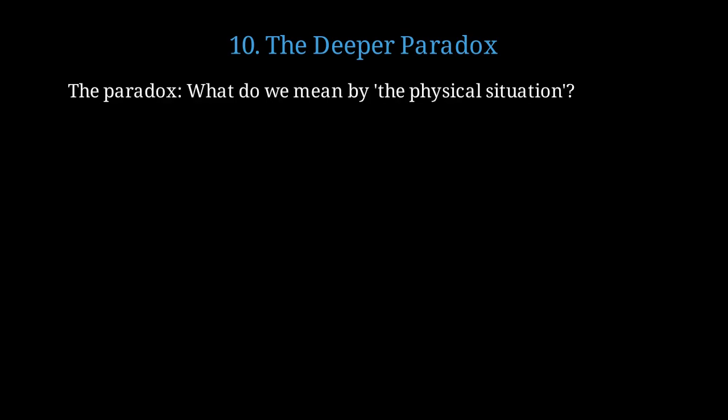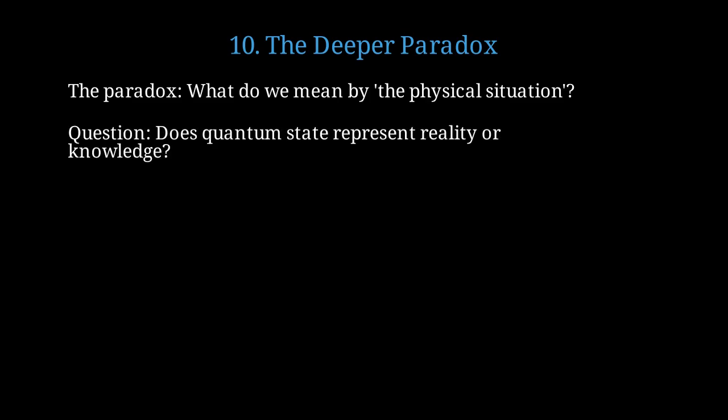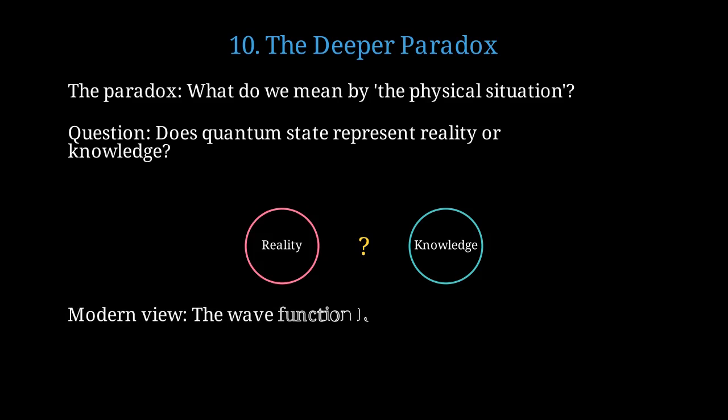The results revealed an even deeper paradox about the nature of quantum mechanics. The fundamental paradox is, what do we actually mean by the physical situation of a quantum system? Does the quantum state represent physical reality itself, or just our knowledge about reality? This question sits at the heart of quantum mechanics. Is the quantum state real, or just a description of our knowledge? The modern consensus is that the wave function is the physical state, but this raises new questions.